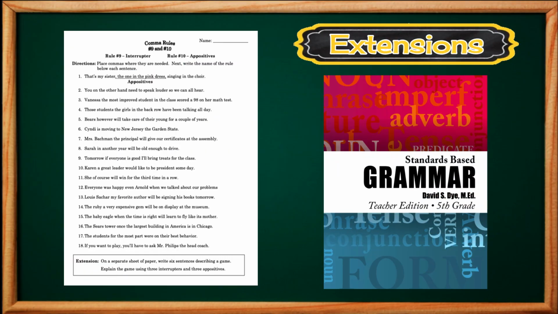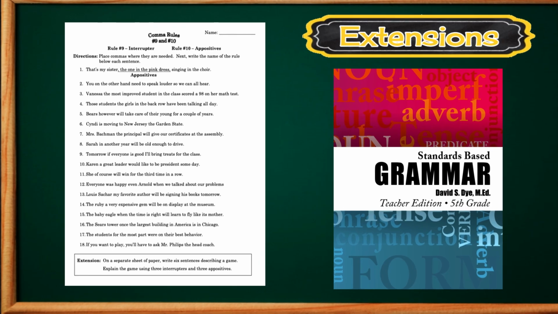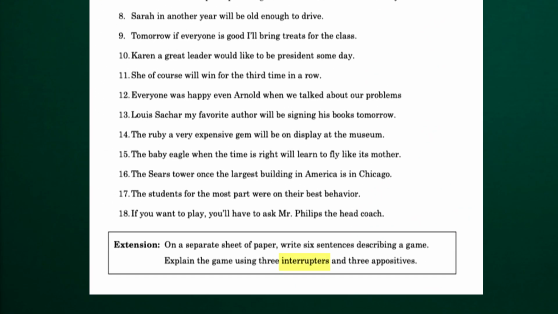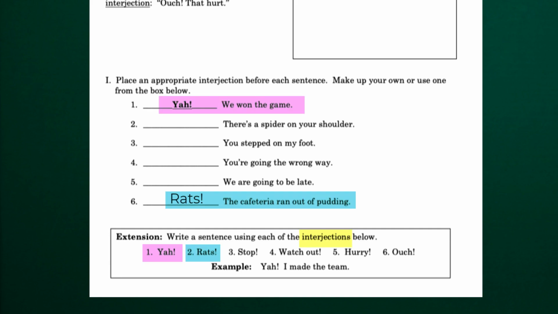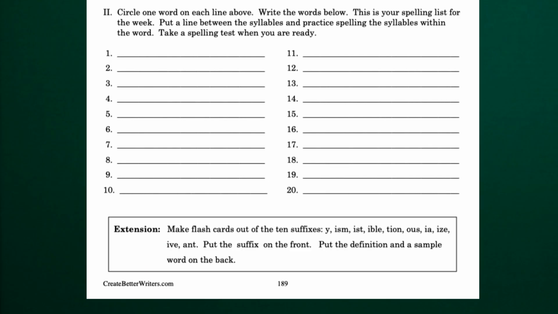Very quickly, here's a couple more extensions. There's one on the comma rules, interrupters, and appositives, where the students need to describe a game using interrupters and appositives. Here's an extension about interjection. Teaching students to put interjections into their writing is a nice little skill to add to their little writing bag of tricks. Finally, here's an extension on suffixes.